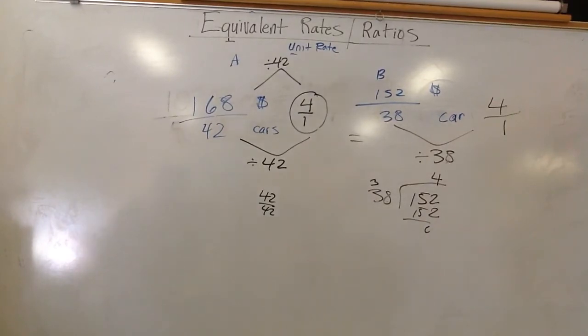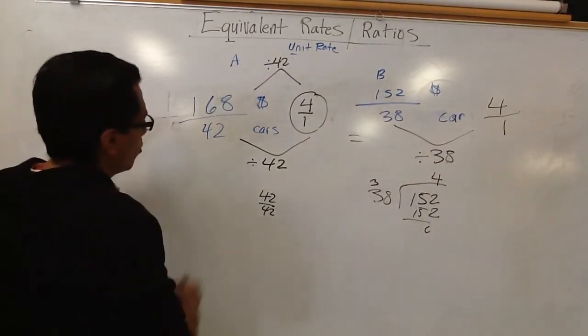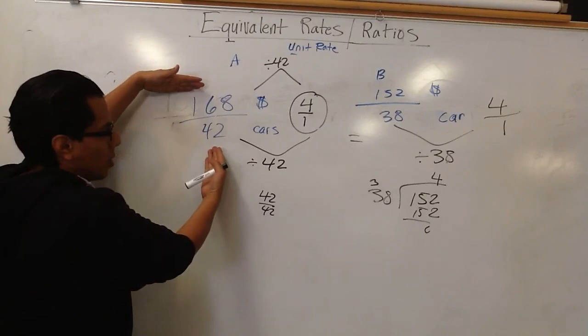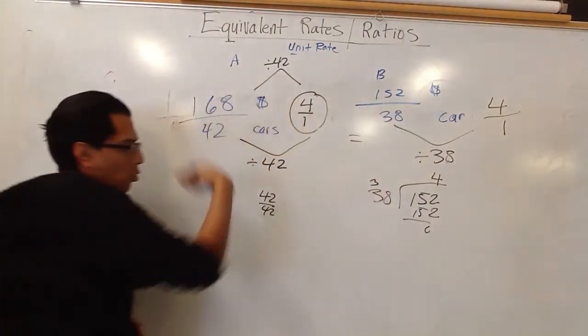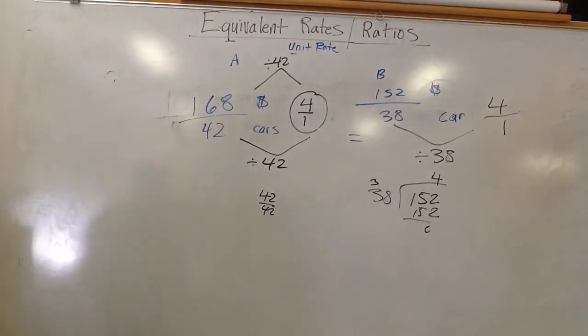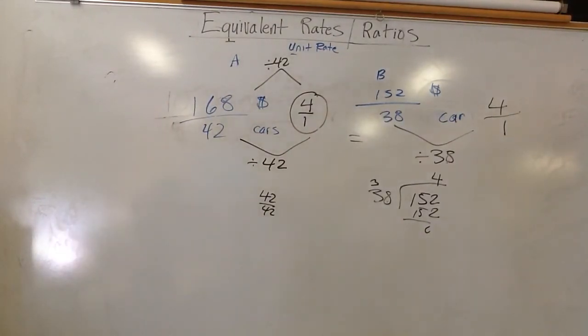Really important: read it carefully. Set up your ratios. Make sure whatever you have on the tops, you have on the bottoms. You can use unit rate, or you can just see if they're equivalent if one is a multiple of the other. But unit rate seems like a real sure way to go.